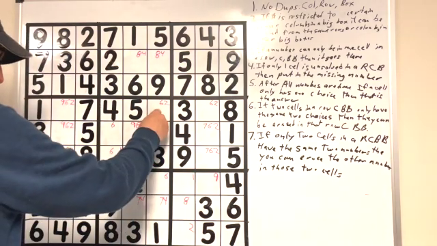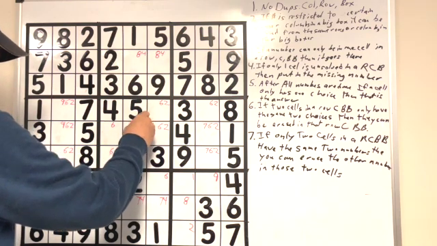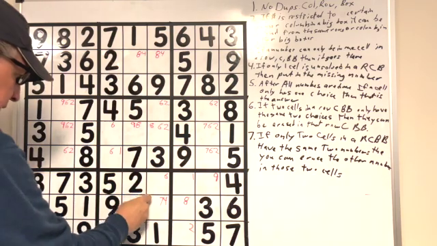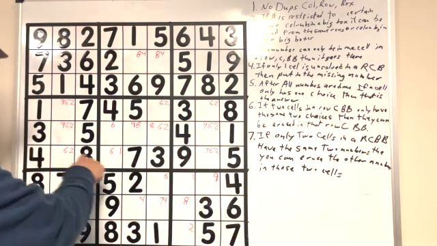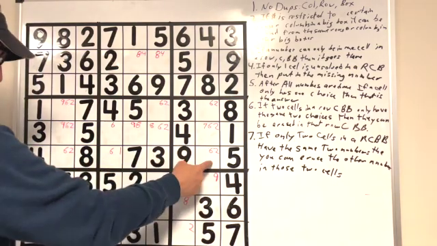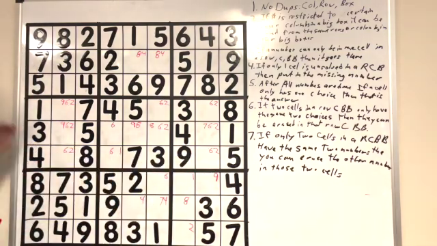Okay, this guy can go. Okay, big box is cleaned up. How about the column? This guy can go. How about the row? This guy can go. Okay, 6-2, 6-1, 6-2. Look at that.